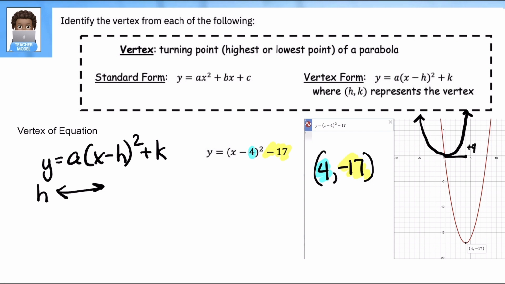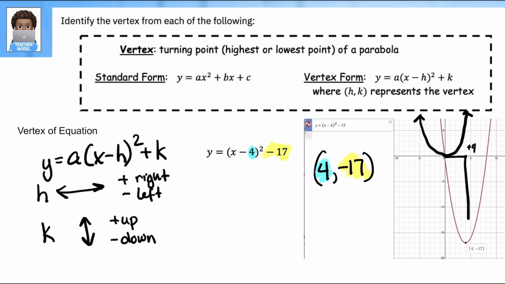Now, that's weird because when we have a negative number, we're used to negative numbers moving us to the left. So this is a case where if it's a positive number, it's going to shift us to the right. And if it's a negative number, it's going to shift us to the left. I'm giving you that so you can be aware of it, because it's counterintuitive to everything we've done. And that k is going to be our vertical movement, up or down. If it's positive, we shift up, and if it's negative, we shift down. In this case, we have negative 17, so we went down 17, and that got us to our new coordinates.